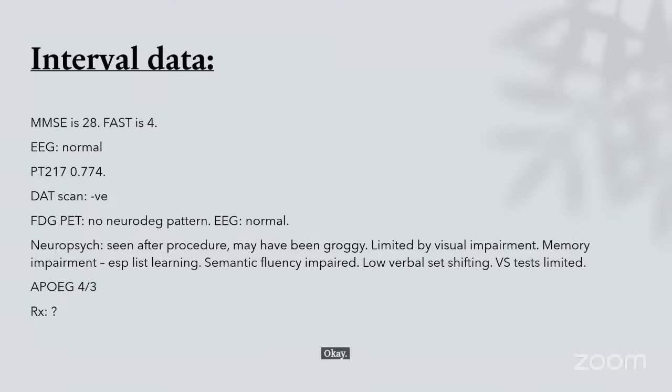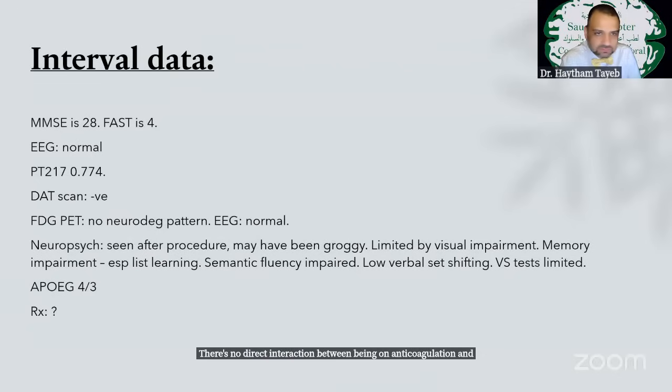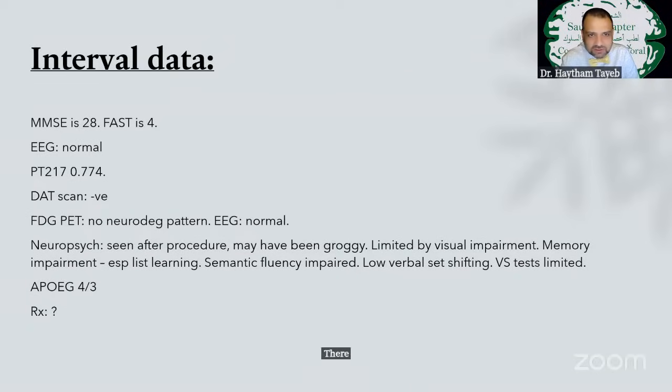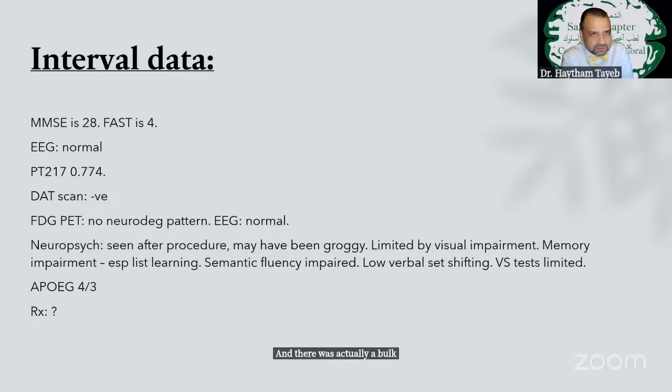I think a lot of the data show, at least for donanemab, that there's no direct interaction between being on anticoagulation and having ARIA-E or H. There's no increased risk of ARIA-H if you're on anticoagulation, according to TRAILBLAZER-3. But it's definitely a reason for pause, and that was actually the bulk of the discussion that we had in our rounds.